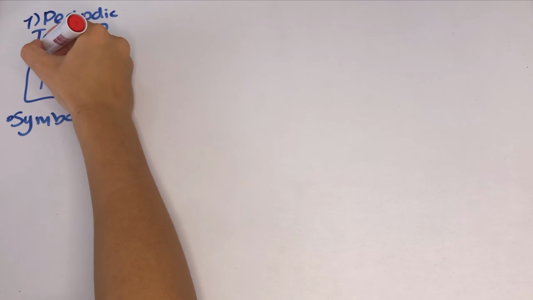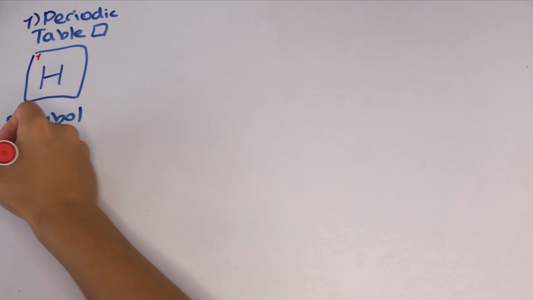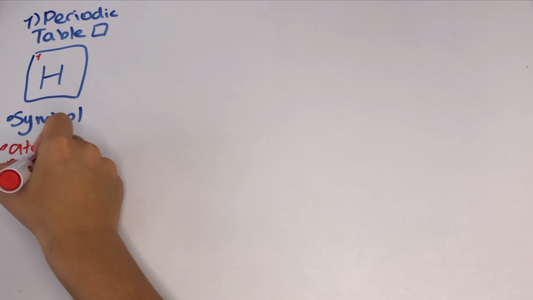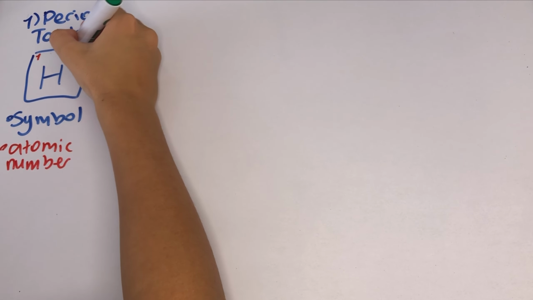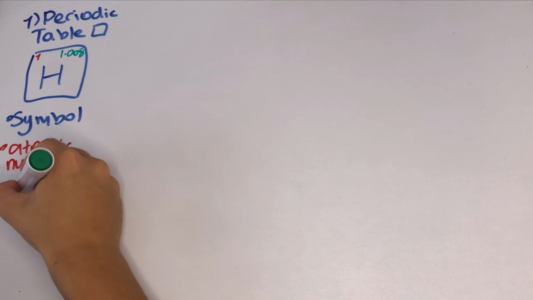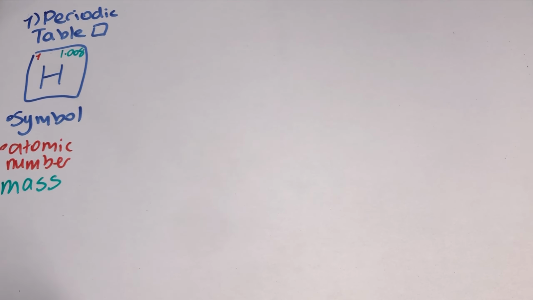Within the left-hand corner, there would be a number, which represents the atomic number. And within the right is another number that represents the mass of the element. Now, with these checked, we can really dive into what an atom is.